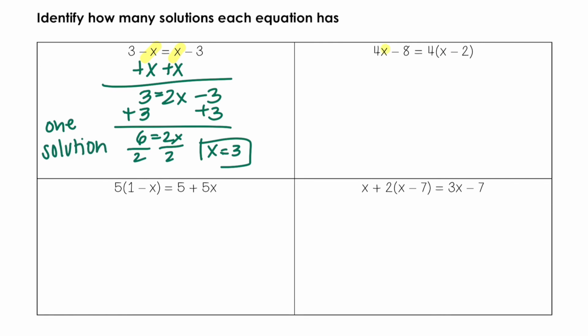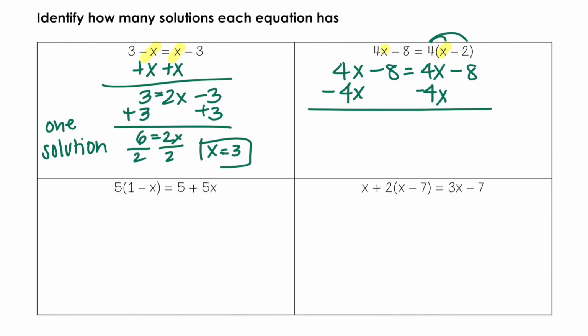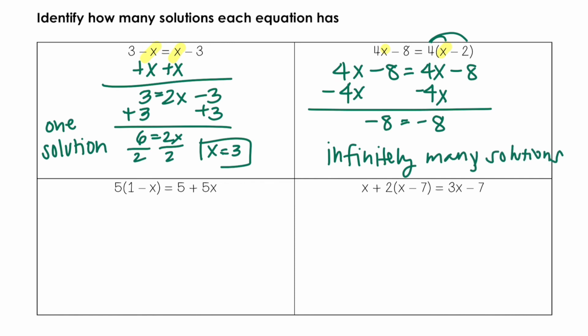For this next problem, when I simplify, I end up getting negative 8 is equal to negative 8. And since that is always true because those are the same numbers, that means I will have infinitely many solutions. I can plug in any number for x, and the left side of the equation will equal the right side of the equation.